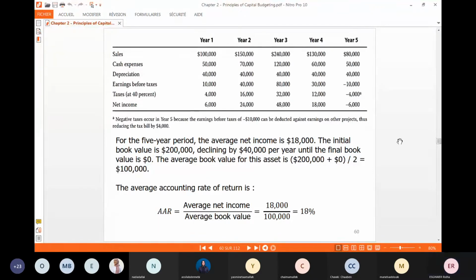Also, we have different ways of computing the average accounting rate of return. As I said, some analysts use the initial investment in the denominator. Instead of 100, they use 200 in this case. So the average accounting rate of return will be half of 18%, 9%. Which one is correct? This is why we don't use the average accounting rate of return too much.